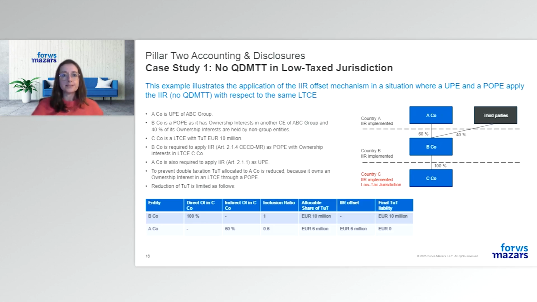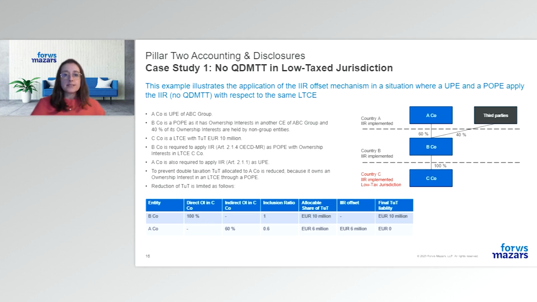And then there is CCO, which is a low tax constituent entity, and we have calculated 10 million top-up tax for CCO in country C. So BCO is required to apply the income inclusion rule, and as a POPE with interests in CCO, at the same time, ACO is also required to apply the income inclusion rule as the UPE of the group, the most upper entity.